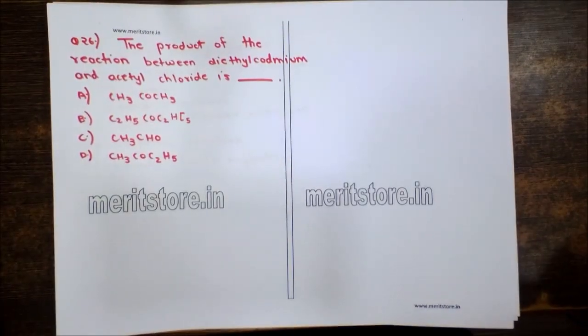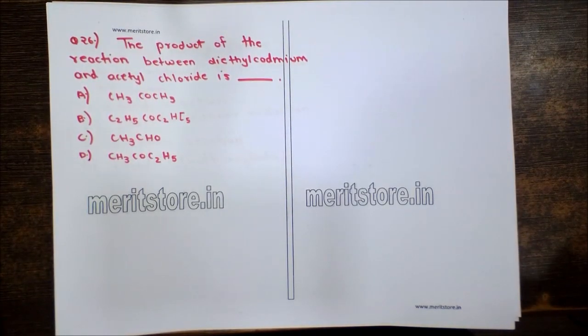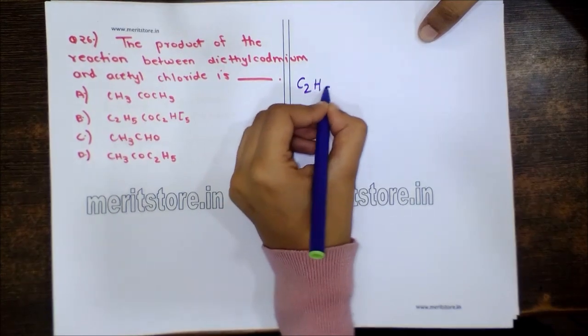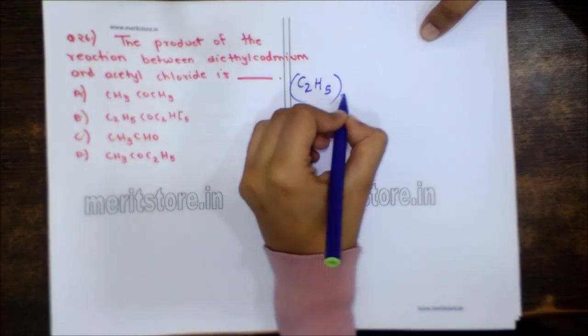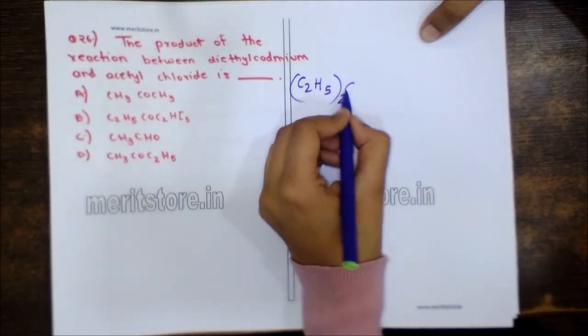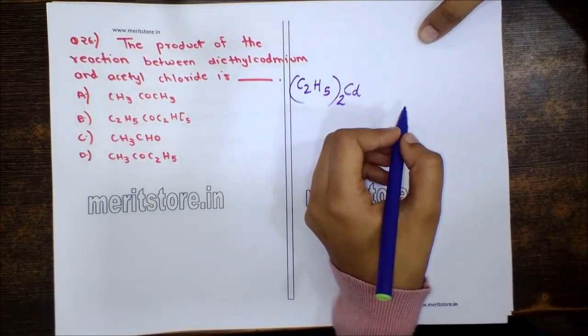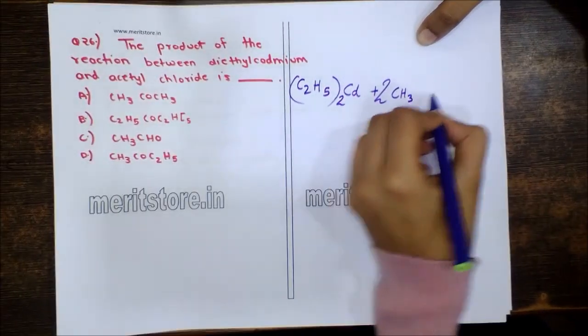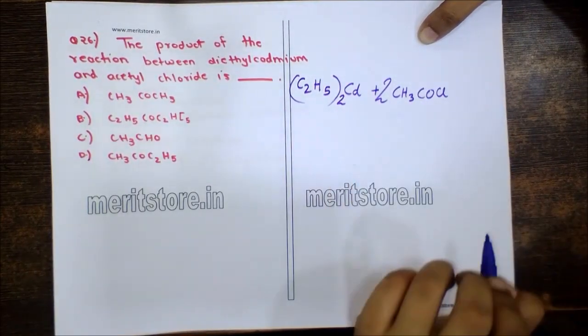Question 26. The product of the reaction between diethyl cadmium and acetyl chloride is A. CH3COCH3, B. C2H5COC2H5, C. CH3CHO, D. CH3COC2H5. So let's first write diethyl cadmium. Diethyl cadmium is C2H5 twice because diethyl, and my cadmium is Cd. This reacts with acetyl chloride. So we'll write acetyl chloride, CH3COCl. This is my acetyl chloride.